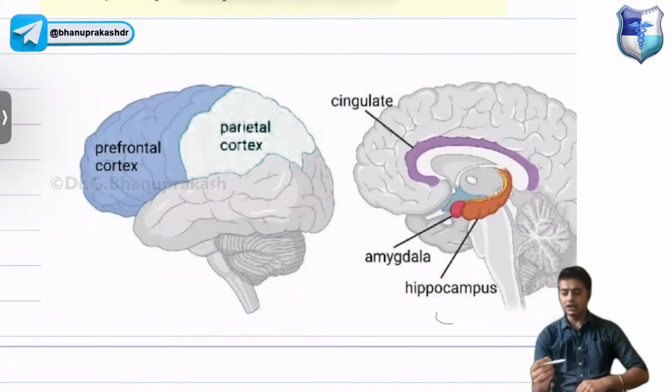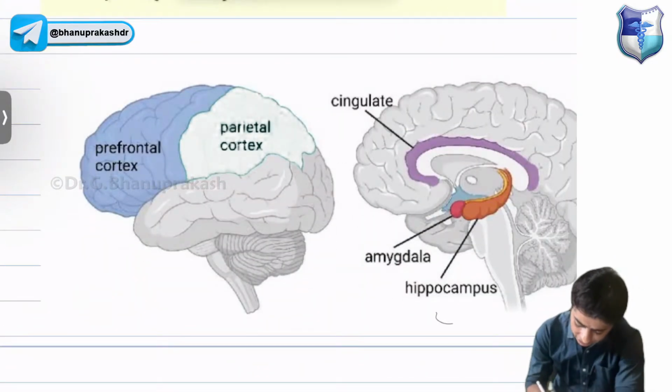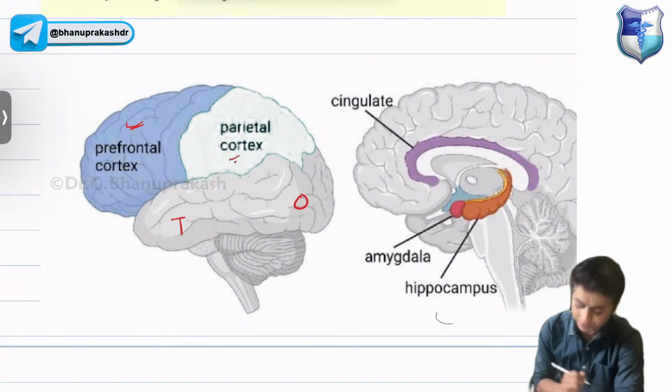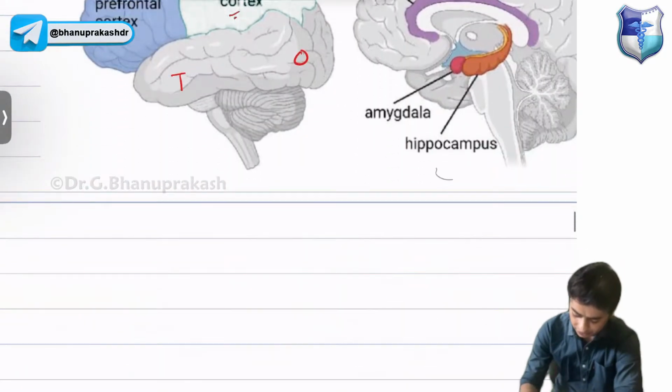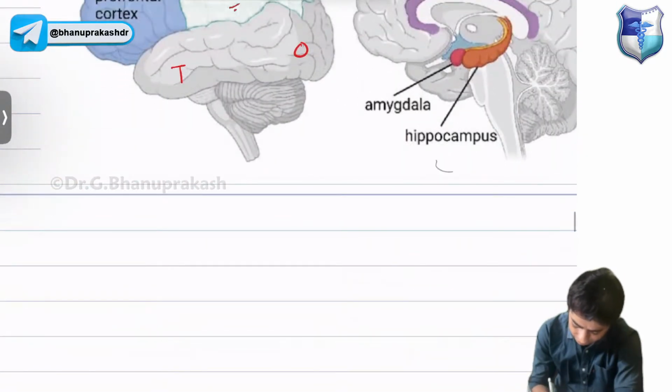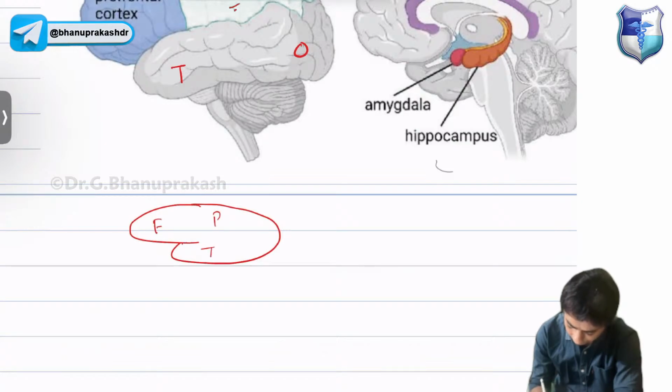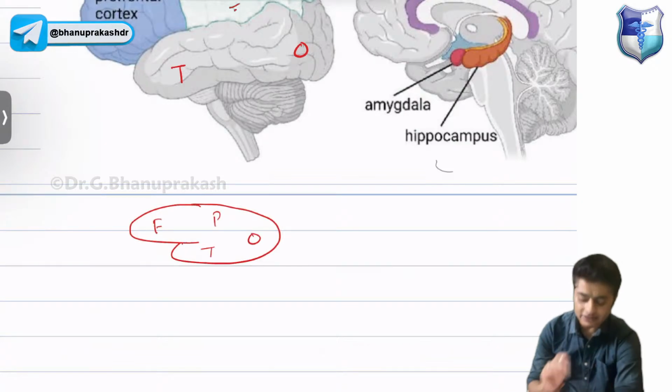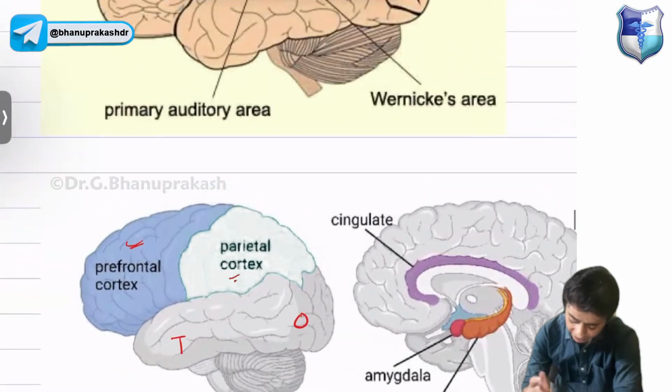Now see, this is your parietal cortex. This is your frontal lobe, this is your parietal lobe, this is your temporal lobe, and this is your occipital lobe. Okay, everyone? Frontal, parietal, temporal, and occipital.